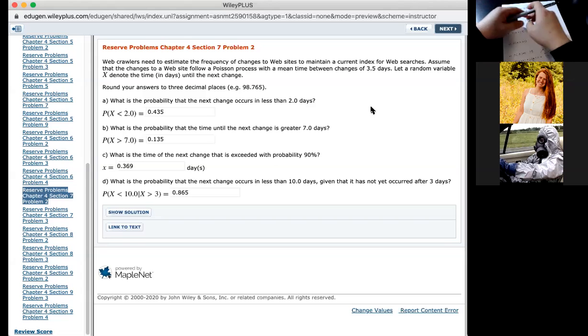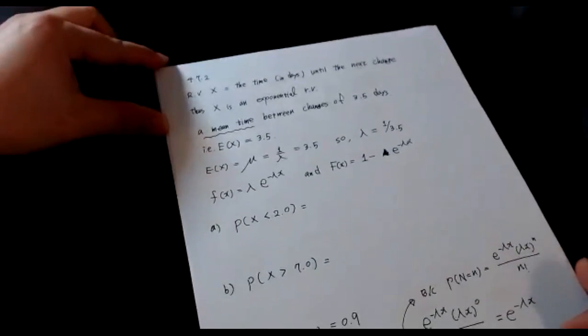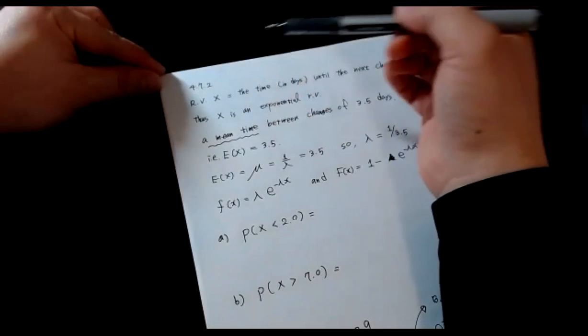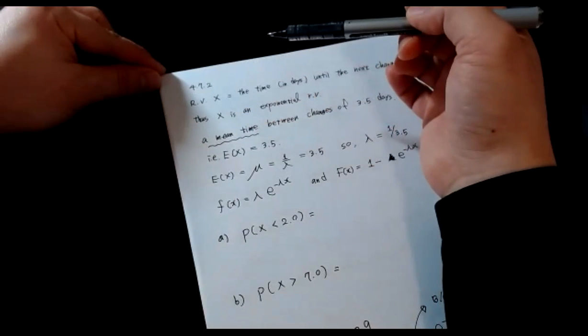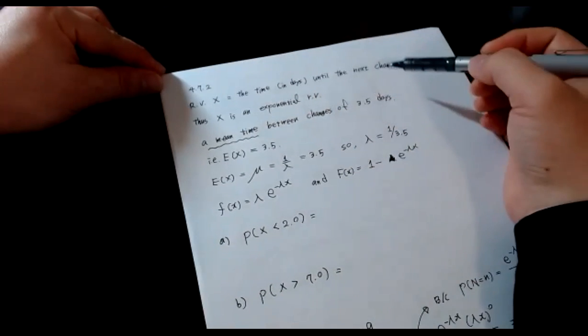Okay, so back to the paper. Let's see, 4.7 and problem number 2. Random variable X in the problem says that the mean time in days until the next change.